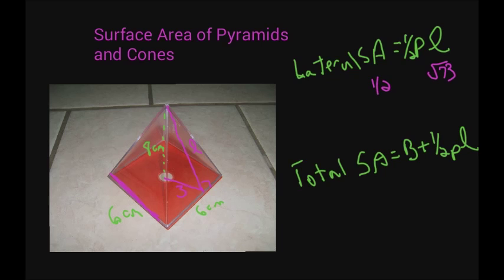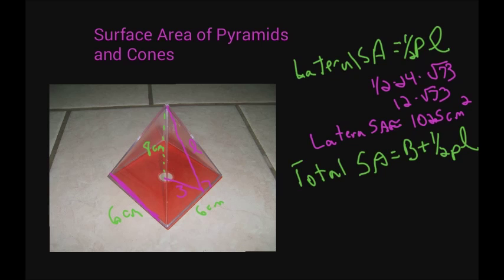So I got 1/2 times our perimeter. I got 6, 6, so 6 times 4 is 24. So 1/2 of 24 times the square root of 73. Half of 24 is 12 times the square root of 73. Using my calculator, I do the square root of 73 times 12, and we'll just round that answer. So my lateral surface area is going to be about 102.5, and that's centimeters squared.